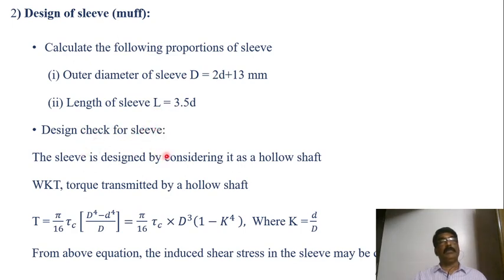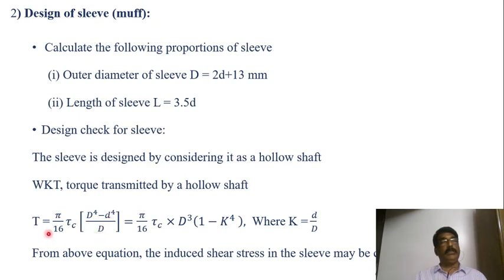The sleeve is designed by considering it as a hollow shaft. You know that the torque transmitted by a hollow shaft T equals pi by 16 tau c into D to the power 4 minus d to the power 4 divided by D.